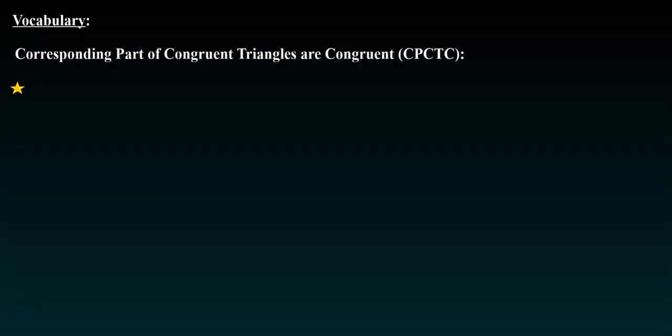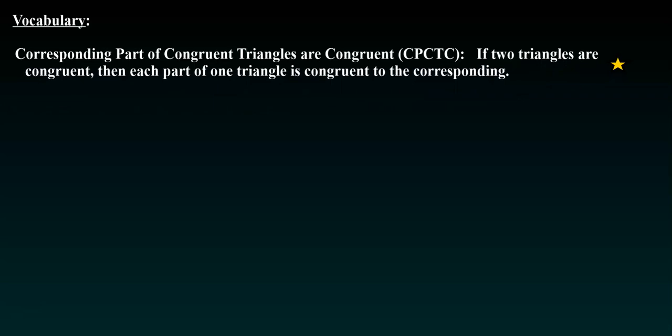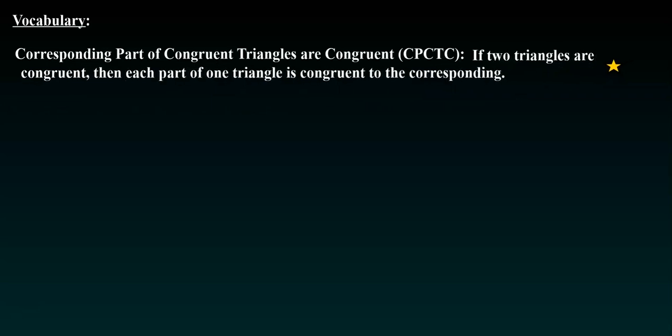Vocabulary. Corresponding parts of congruent triangles are congruent. If two triangles are congruent, then each part of one triangle is congruent to the corresponding parts of the other triangle.